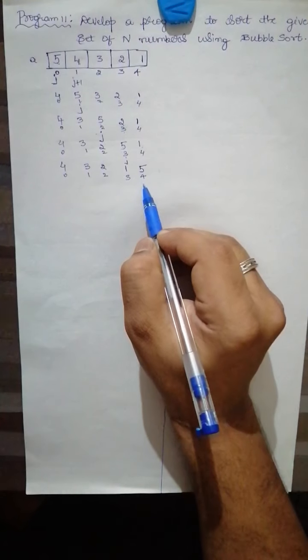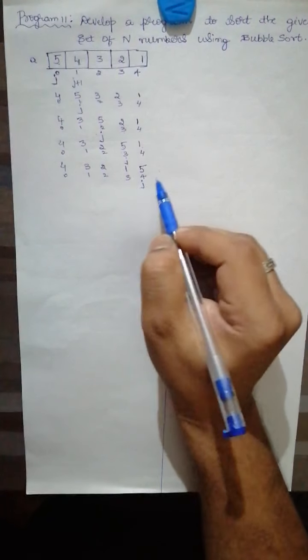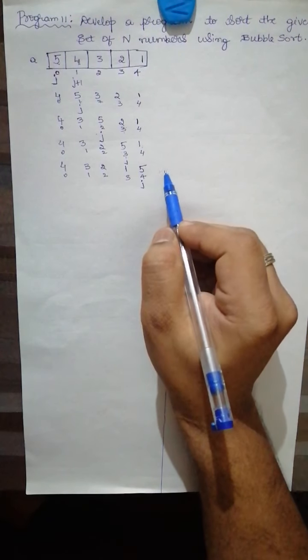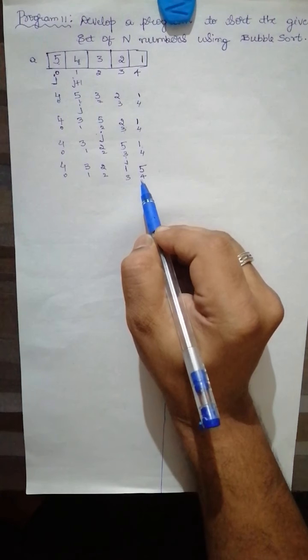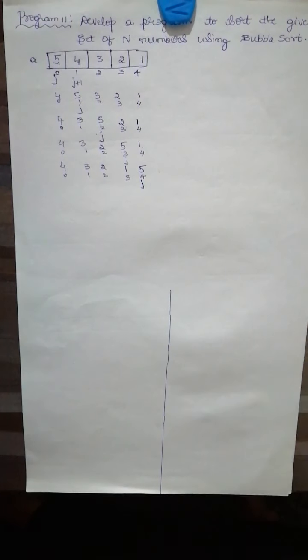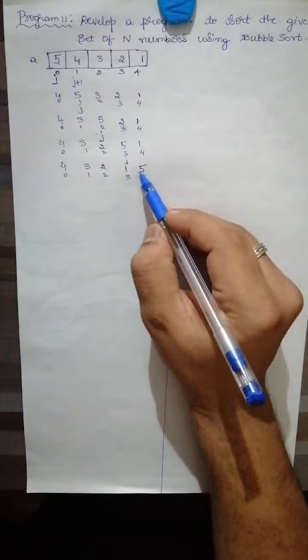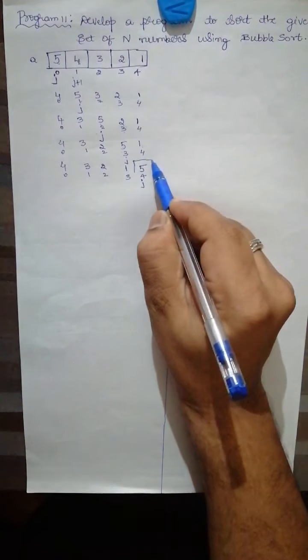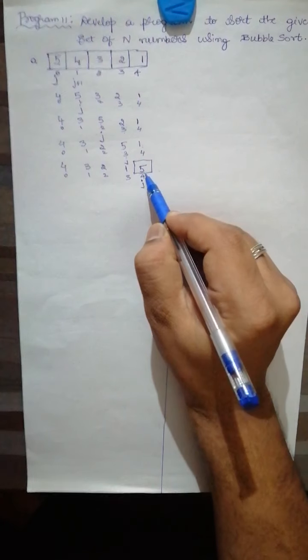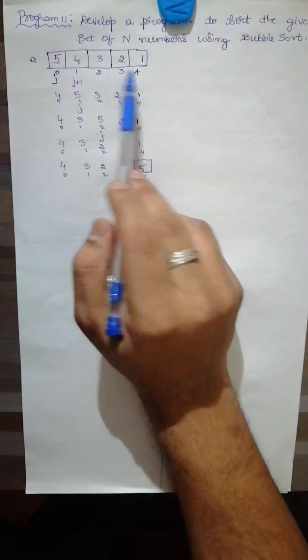Now j points to the last element. That's all. We don't have any other element to compare. Once you reach the last value, you stop your traversal. So this is the first process. In the first process, we have brought the largest element to its position. This is the position of 5 out of these 5 elements.